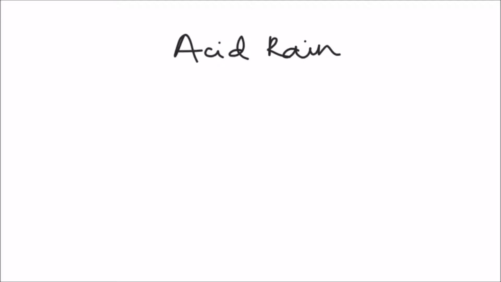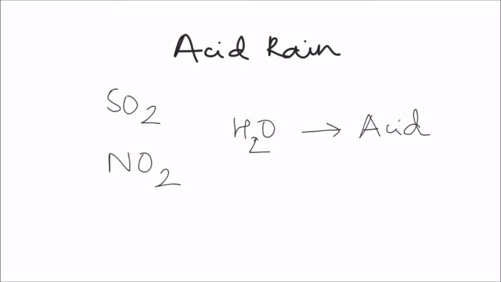As the name suggests, acid rain is a type of rain which has acidic components along with the water molecules. It is caused by the mixture of sulfur oxides and nitrogen oxides with the water, which in turn form acids. In the case of sulfur, it forms sulfuric acid, and in the case of nitrogen, it forms nitric acid.